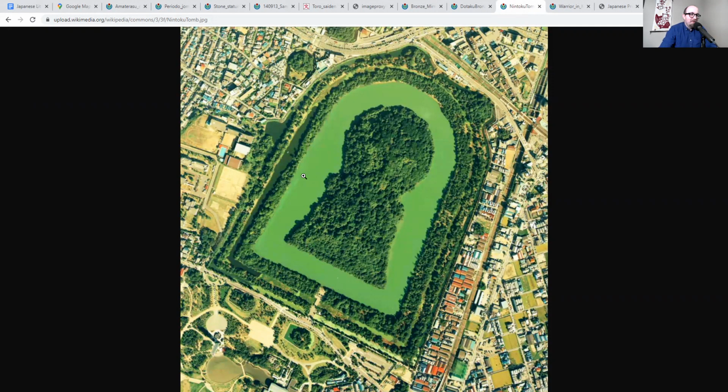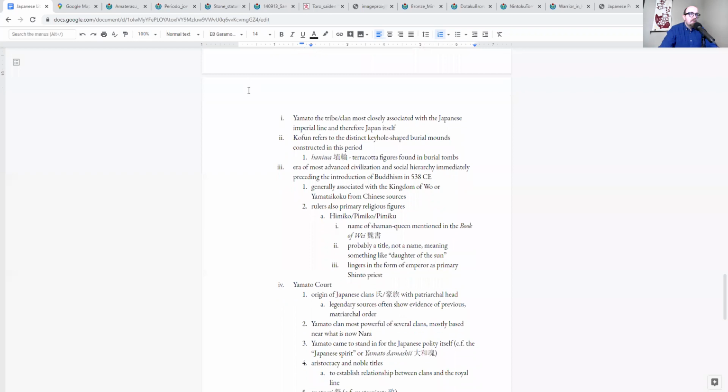And then you see another moat here, and there's also another moat here. So this distinct style of keyhole-shaped burial mounds, with mounds that surround them and moats in between, those are called Kofun, which really just means old tomb, old burial place. It's not a particularly interesting word in Japanese. They're mostly associated with this period. Also, not necessarily associated with the term, but definitely with the culture of the period, are these figures known as haniwa.